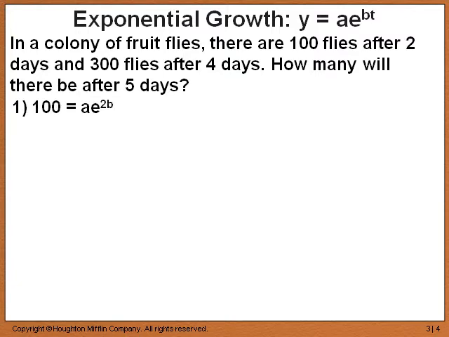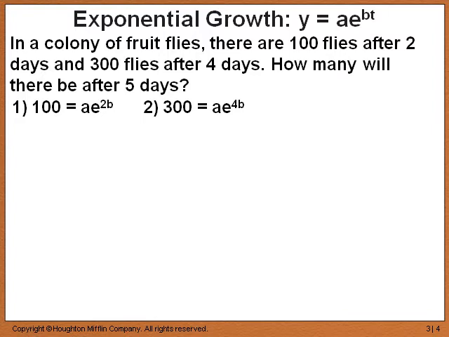Okay, so let's translate the English into math. We can set up one equation where we have 100 equals a e to the 2b. We don't know what a is, the initial number of flies, but we can fill in what we do know. We know that there are 100 after 2 days, so 100 equals a e to the 2b.